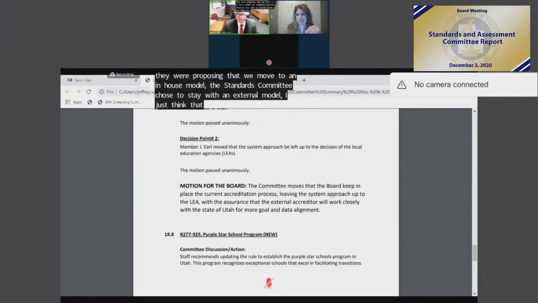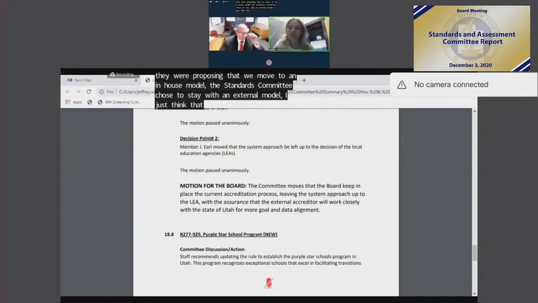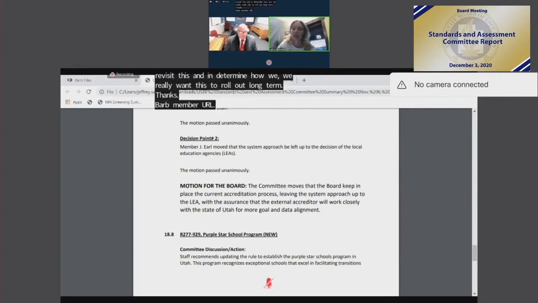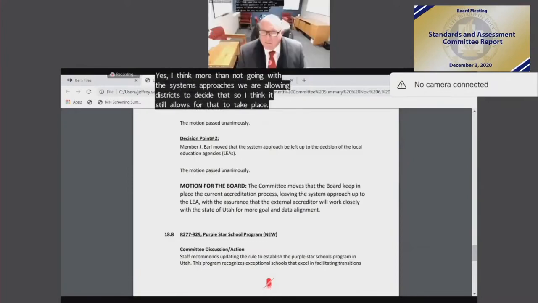Board Member Earl. Yes, I think more than not going with the systems approaches, we are allowing districts to decide that. So I think it still allows for that to take place. If you're talking systems as in the state overseeing all, I think that the state still has that say, but we are leaving it up to more flexibility there, which does not prohibit the systems approach. So I just wanted to make sure that was clear.